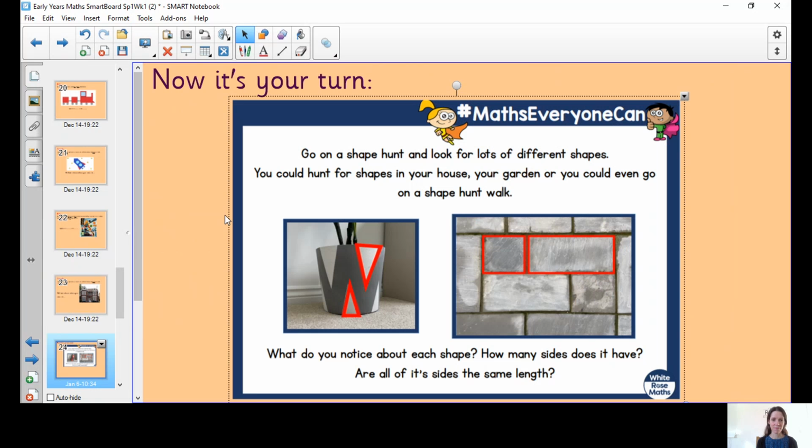Now it's your turn. Today's challenge for you at home is to go on a shape hunt and look for lots of different shapes. You could hunt for shapes in your house, your garden, or you could even go on a shape hunt walk. What do you notice about each shape? How many sides does it have? Are all of the sides the same length?